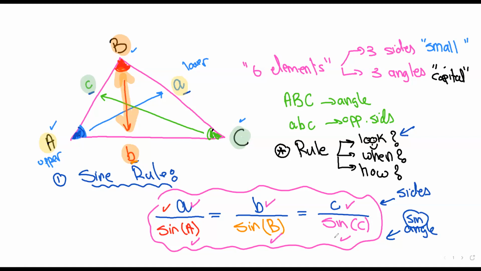3 fractions. On top we put the sides and at the bottom we put sine opposite angle. Each side and its angle, we call them a pair. And this is the first question, which is how does it look like?